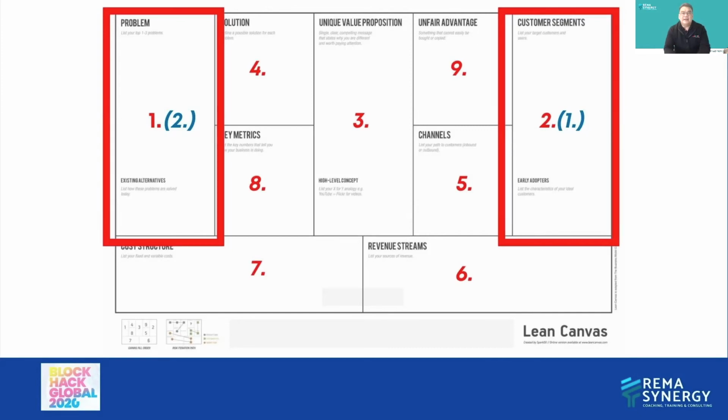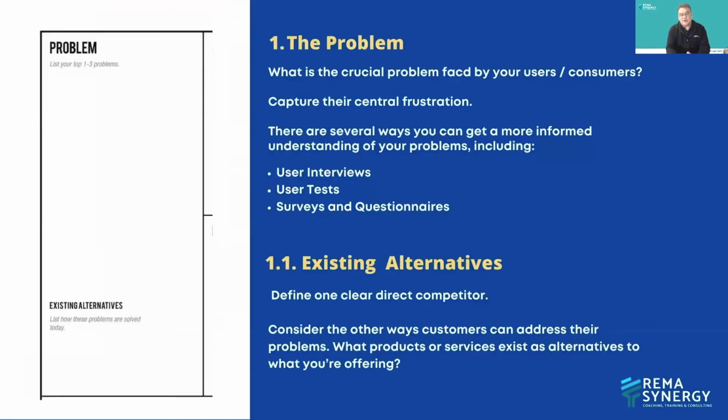Okay? Right, so we cleared that section. Why I wanted to highlight problem and customer segment, let's go on a bit more. So let's go on one by one. Now the problem, so we're following the typical steps, okay? What is the problem statement that you have? What is the crucial problem faced by your users or consumers?